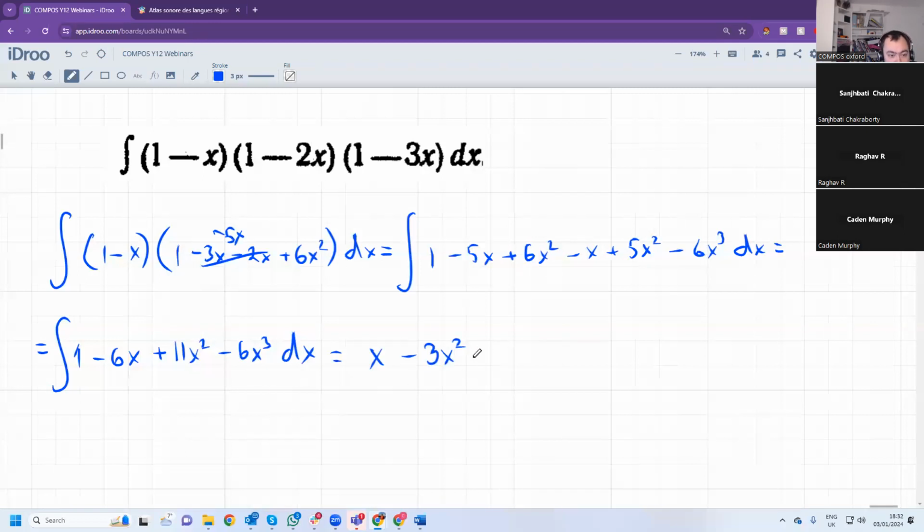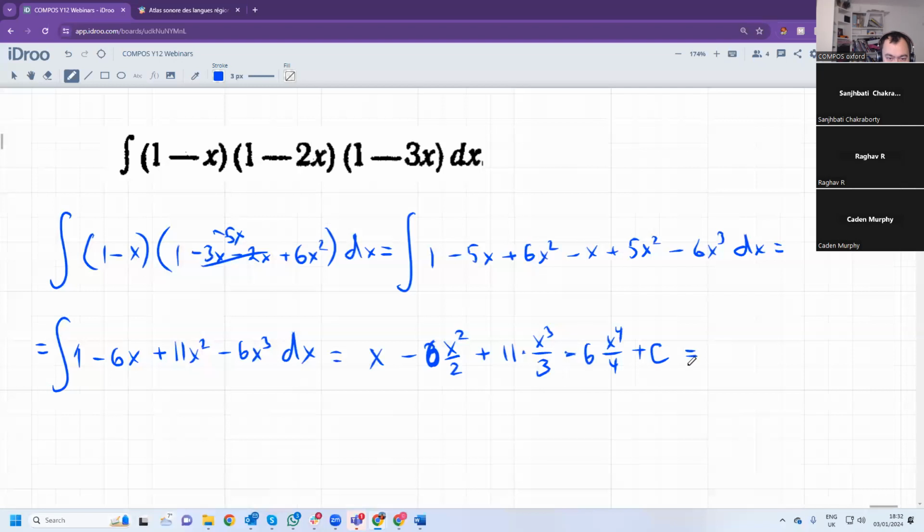11x squared, that's going to be plus 11, let's do it properly, so 11 multiplied by x cubed over 3. And here, let's keep it simple, minus 6x squared over 2. 11x cubed over 3, minus 6 x to the power 4 over 4 plus c.